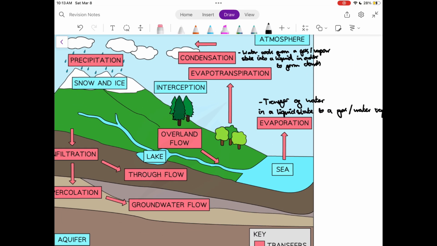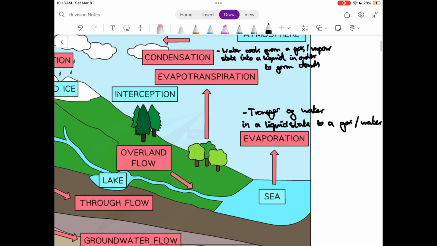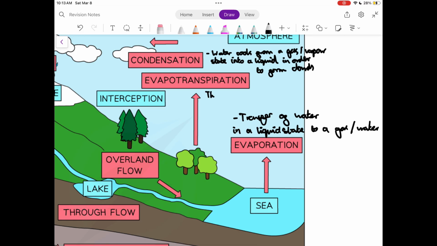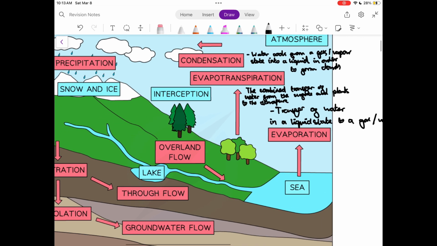Okay, so the next definition you need to know is evapotranspiration. So evapotranspiration is the combined transfer of water from the surface and plants to the atmosphere. So all you need to know is that evaporation happens from the sea and transpiration happens from plants.